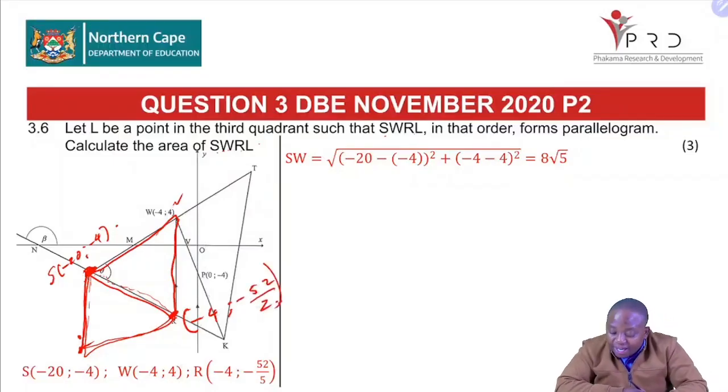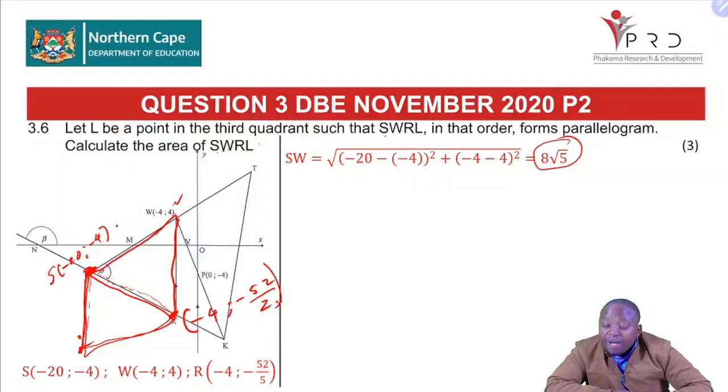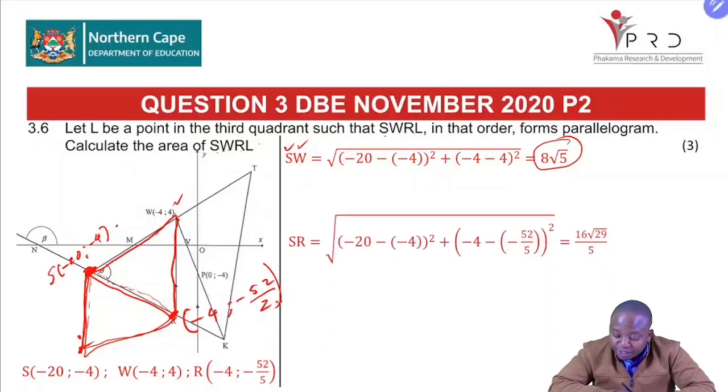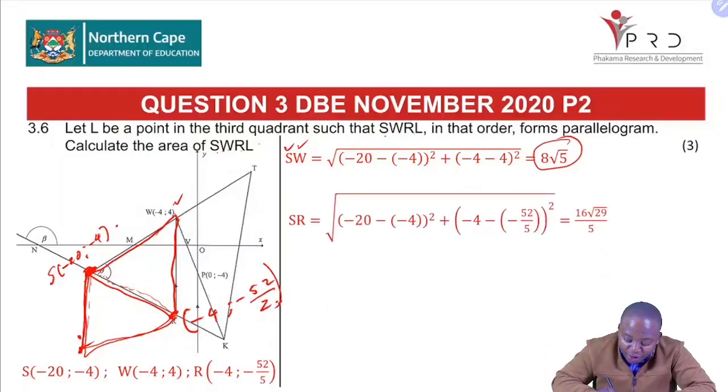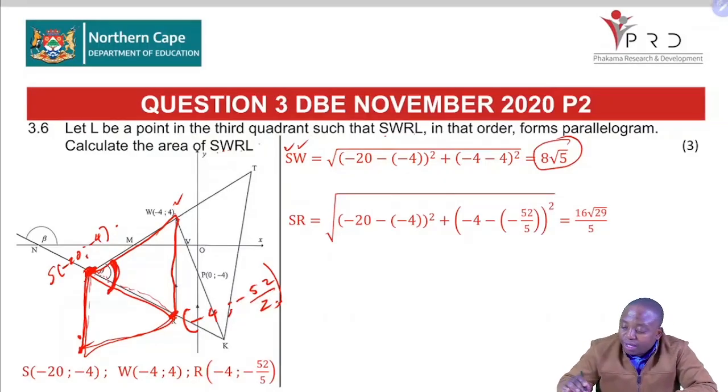Now, to find the area, we can find the length of SW first. Then we get our SW as 8√5. So we substitute the coordinates of S and W to find the distance of SW. Then we're going to find SR, because we are looking for the area of this triangle, the triangle that is in blue.